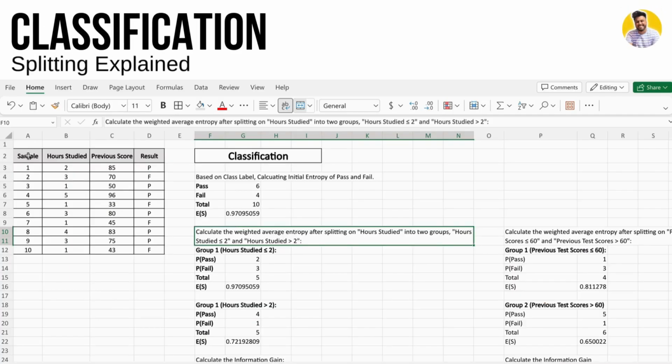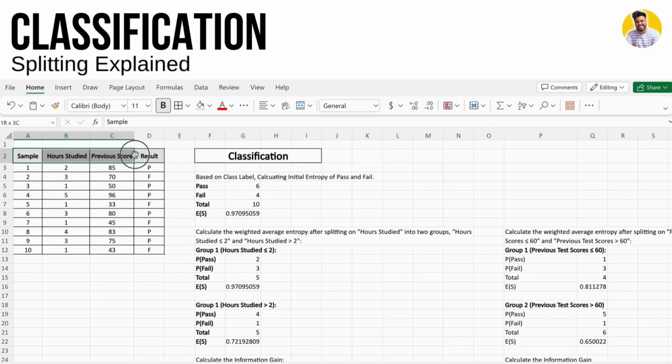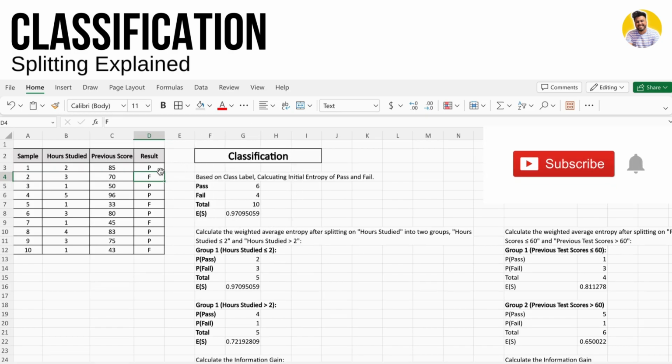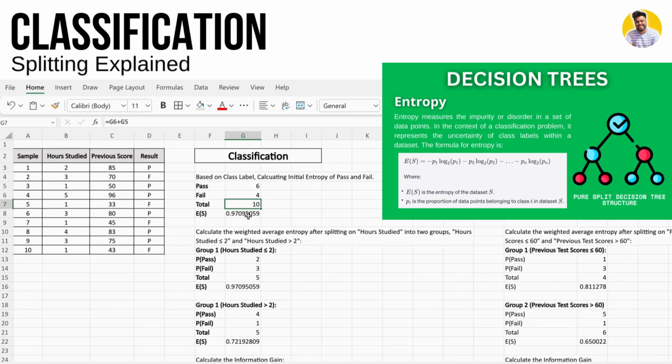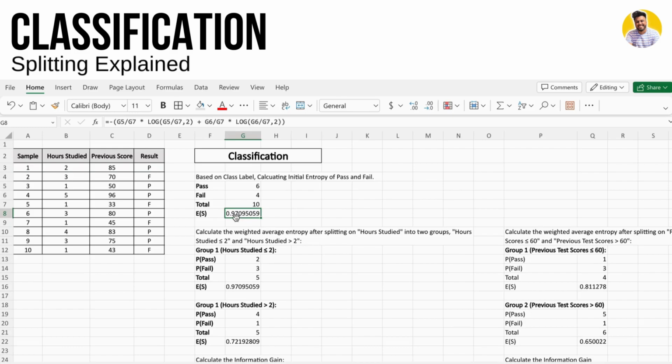As you see on my screen, I have this small data set which predicts the result of a student based on the hours he studied and the previous score as well. If you want to predict the result column, first the classification decision tree calculates the initial entropy of the result column. The result column is pass or fail. We have 6 pass rows and 4 fail rows, and a total of 10 rows. To calculate the initial entropy, we use the entropy formula, and here is the formula. With the help of this formula, we calculate the initial entropy. So the initial entropy is 0.97.